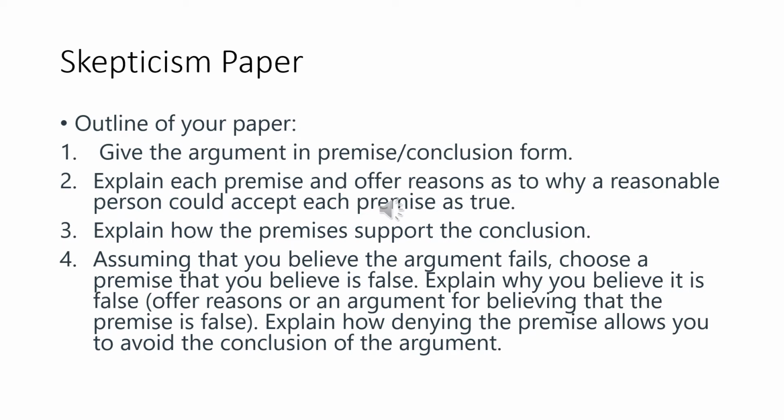For the outline of your paper, basically, I want you to take the argument that you're interested in, one of the arguments. You don't have to write about all 4, just one of the arguments. Take one argument, lay the argument out, that is, give it in the premise, conclusion form. Then explain each premise. That means talk about the first premise, then talk about the second premise, then talk about the third premise, and offer reasons for thinking why each premise is reasonable.